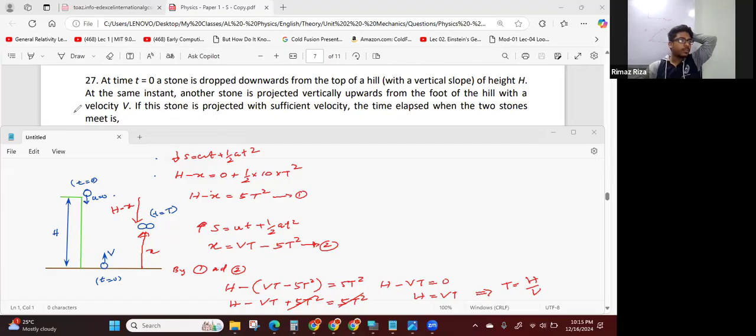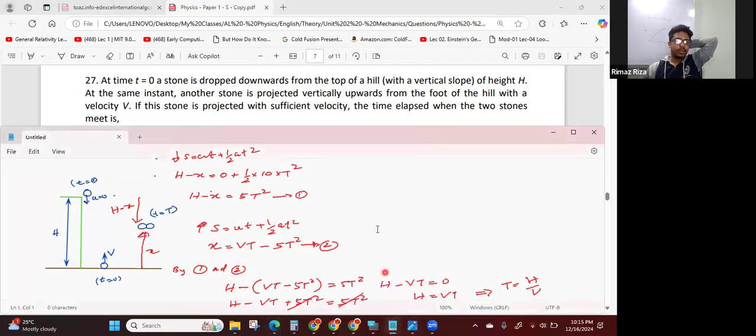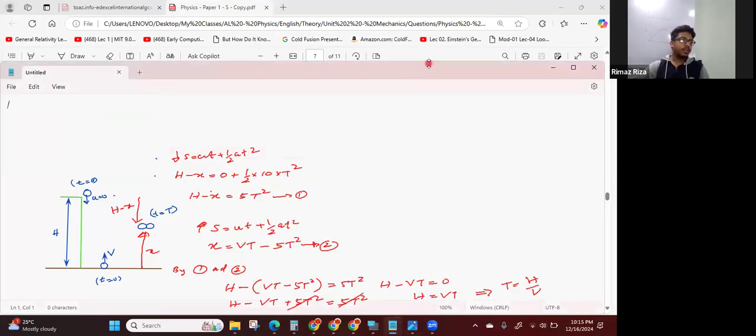So the answer is the first one, no? h over v, first one. Okay. So this is the typical method. So t equals h over v. The second method is the same.